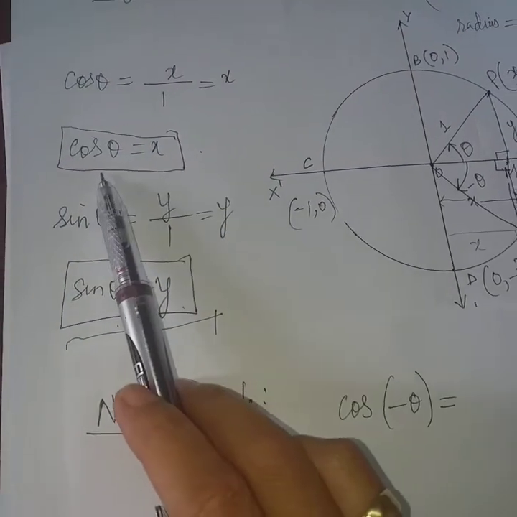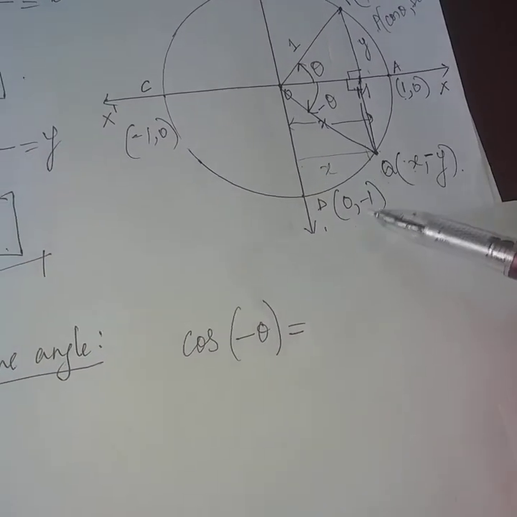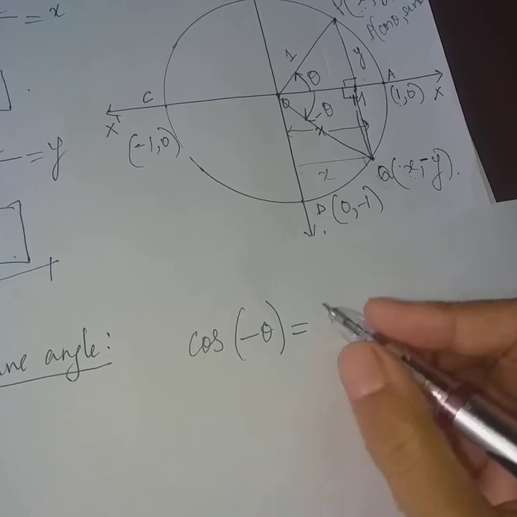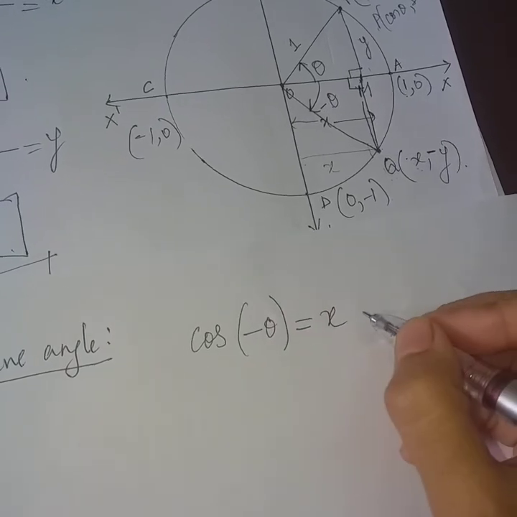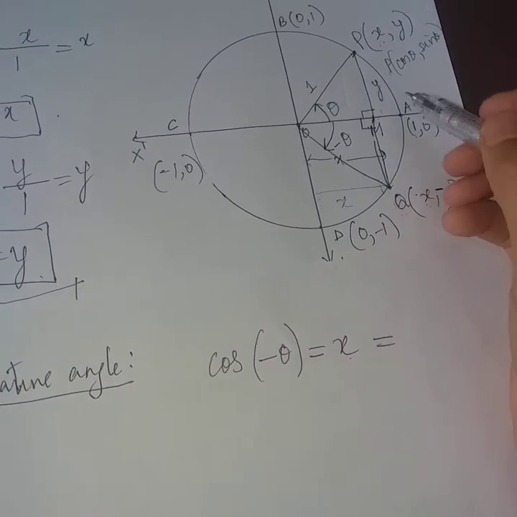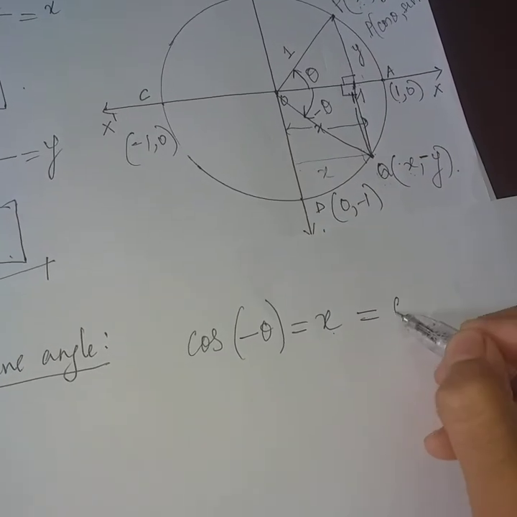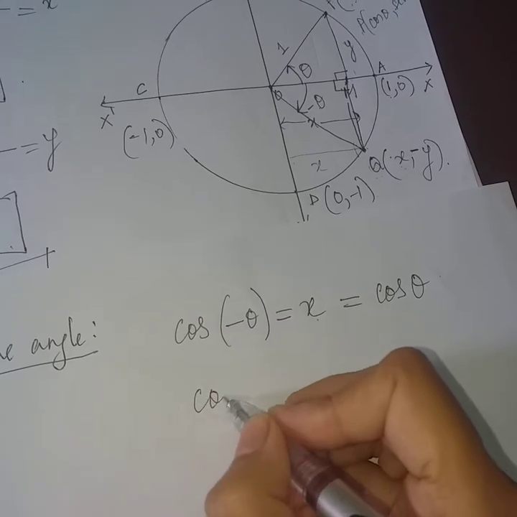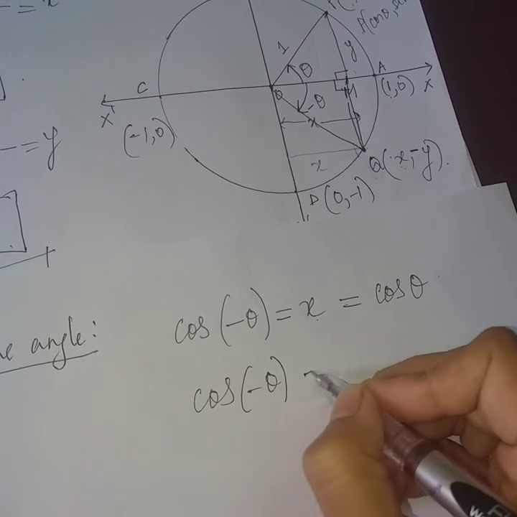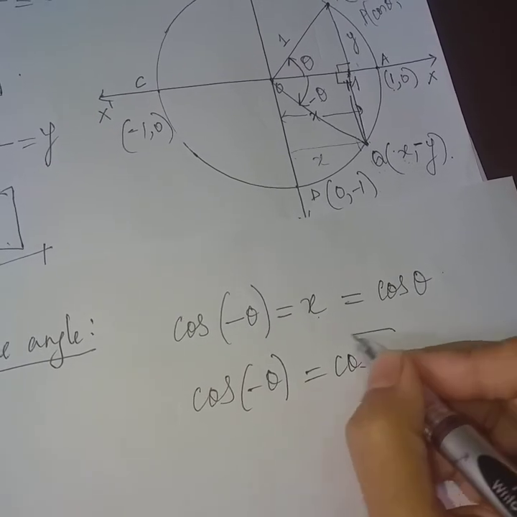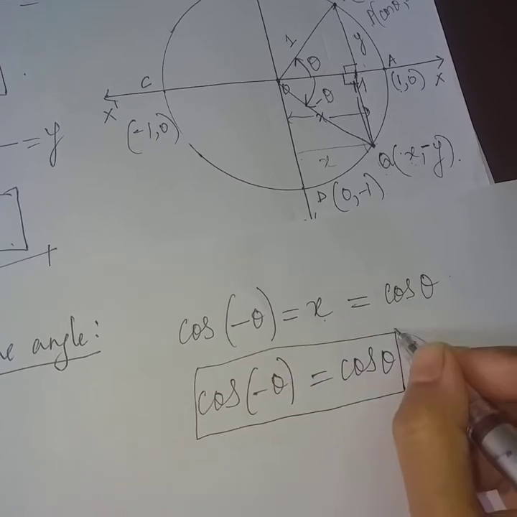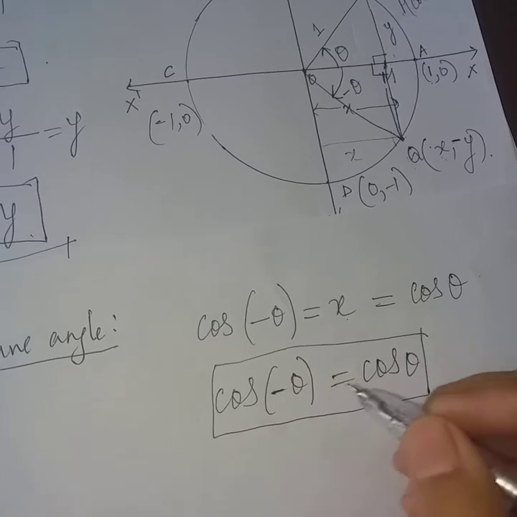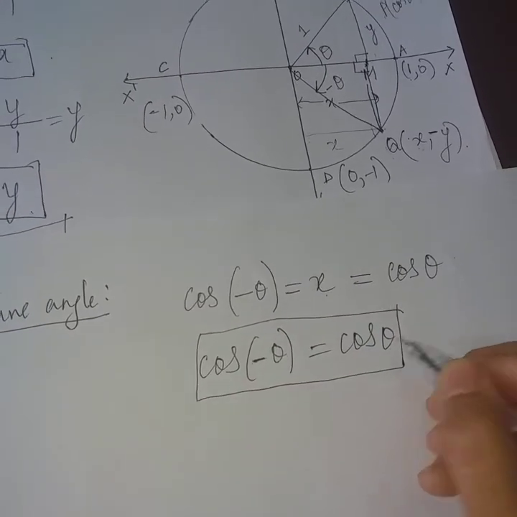Now we know cos theta is x. So here cos of minus theta will again be x, the x coordinate. From here we got x is cos theta. So cos of minus theta, we got it to be cos theta. So even if the angle is negative for cos, it gives us cos theta only.